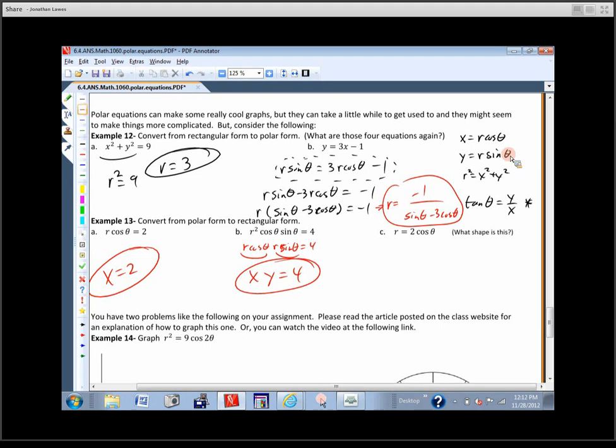Yeah. Multiply both sides by r. If I multiply both sides by r, I get r squared equals 2r cosine theta. And then I get something that I can substitute for here. This is x squared plus y squared. And over here I have 2x. Does anybody recognize this?